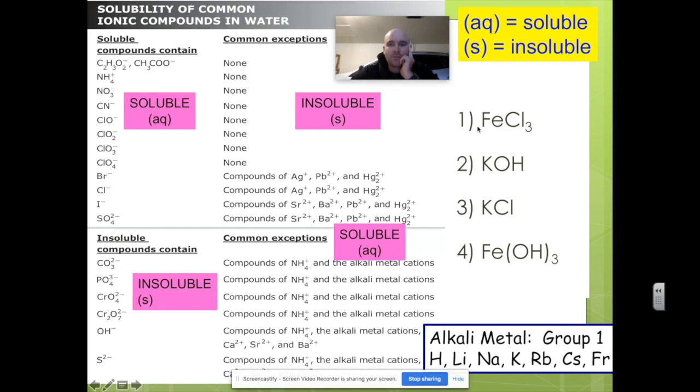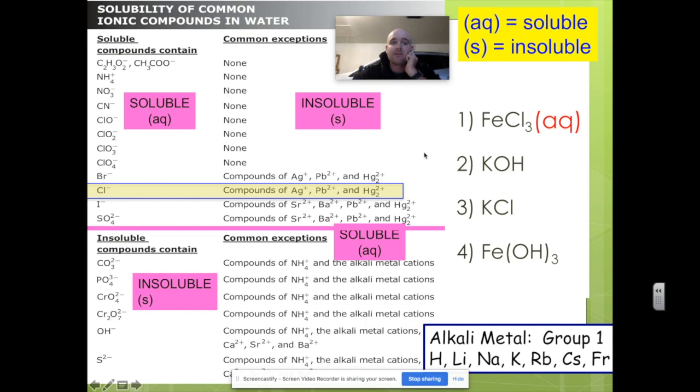Now, number one, we have iron chloride. Well, let's split it up into its ions. So we have iron and chlorine. Let's see if we can find either iron or chlorine on the list. Here's chlorine. Chlorine is always going to be soluble unless it is with silver, lead, or mercury. Well, it's not with silver, lead, or mercury, it's with iron. So we're going to call that aqueous. We're going to call it soluble, okay? Because if it's soluble, it dissolves in water, it's aqueous.